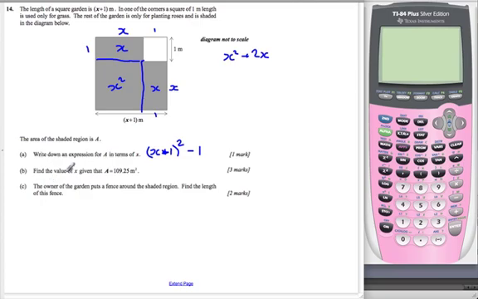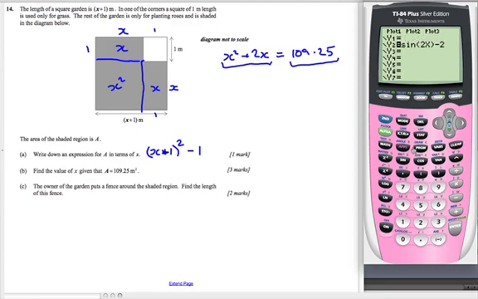Part B. Find the value of x given that the area is this number here. The easiest way I think to do that is just put this expression equals 109.25. Two ways to do it. One is to just draw this and then just draw this on our calculator. Let's show that method.